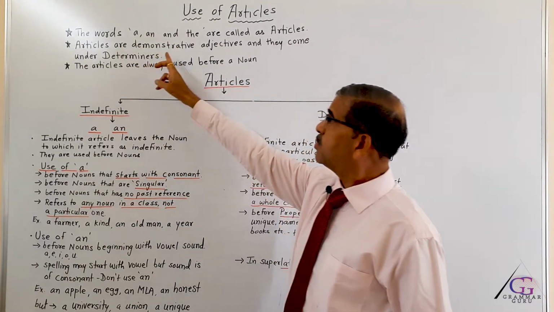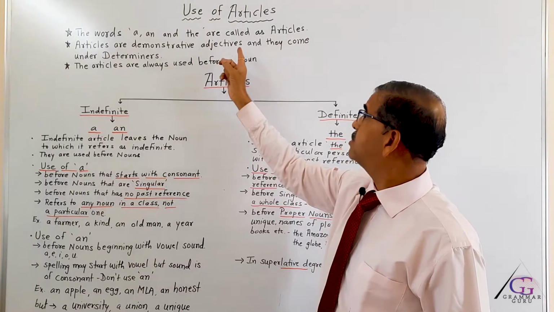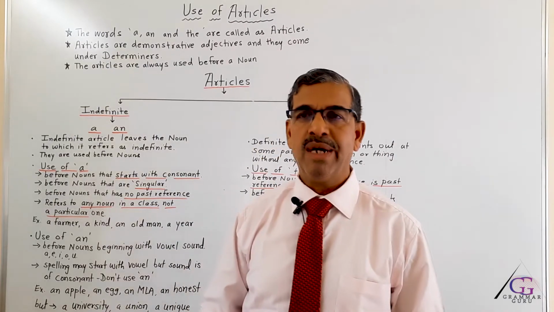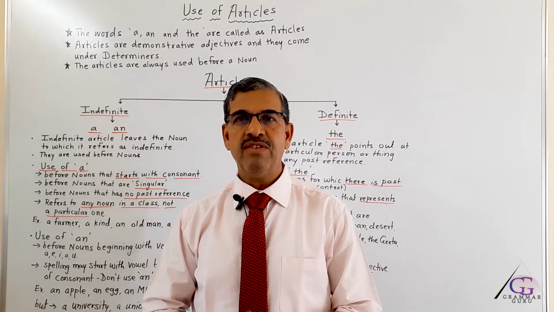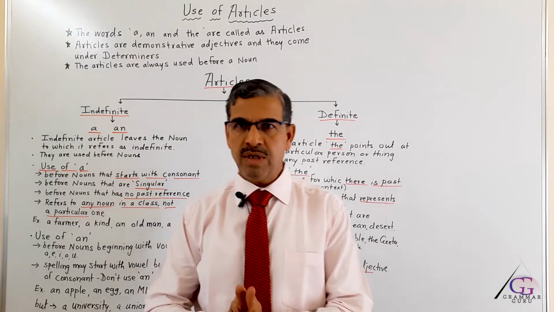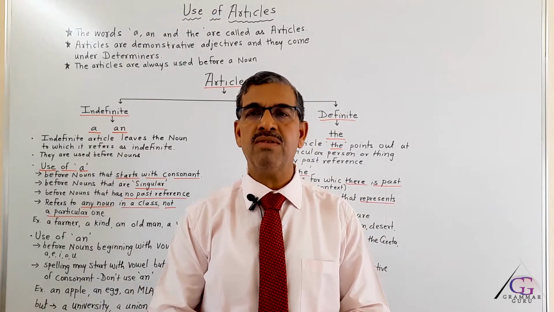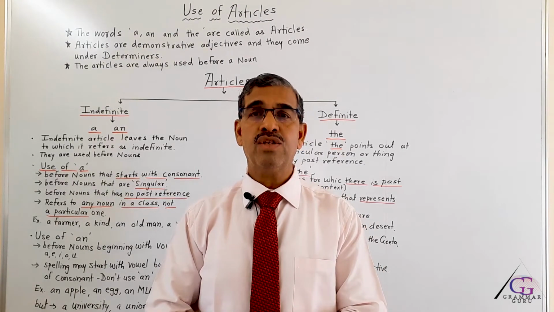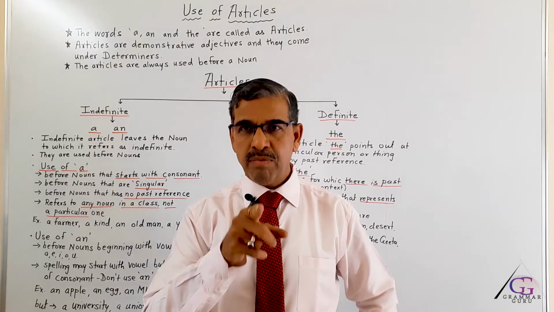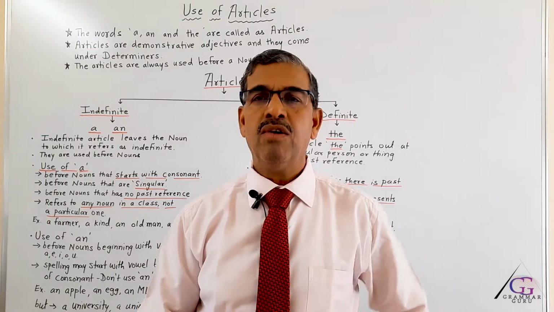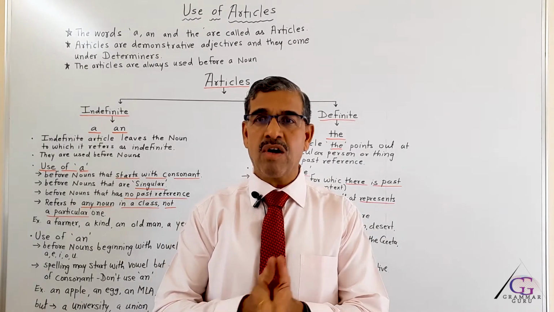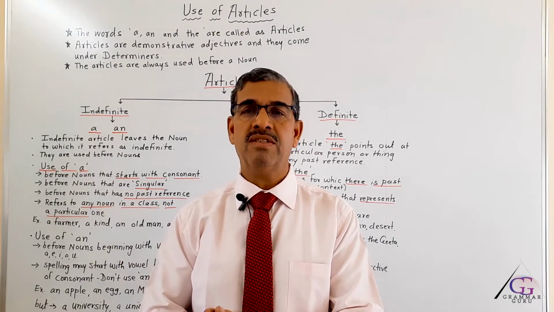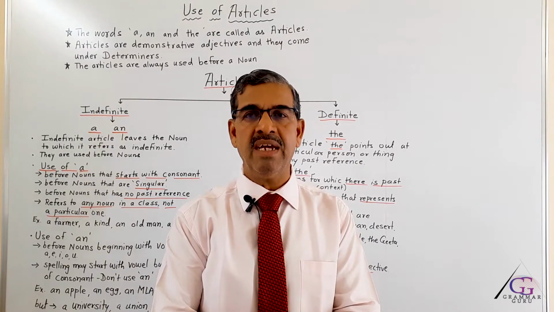Now articles are also called demonstrative adjectives, and they come under determiners. So let me tell you what we mean by demonstrative adjectives. Friends, you must know that adjectives are the words which give more information about a noun. So the articles a, an or the actually point out or indicate a particular noun, or they refer to a noun and talk more about it, they limit its meaning. So they come under the name determiners. Determiners are the words which limit the meaning of a noun.